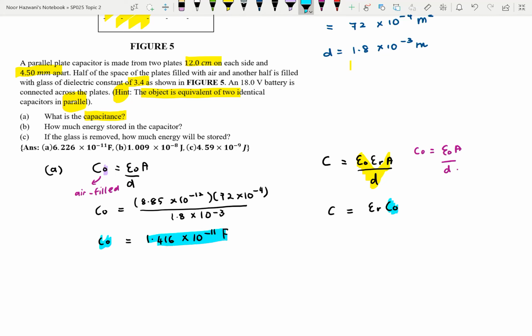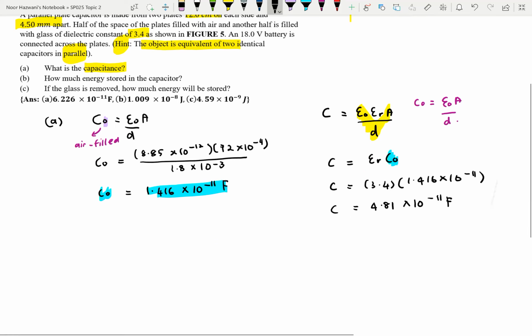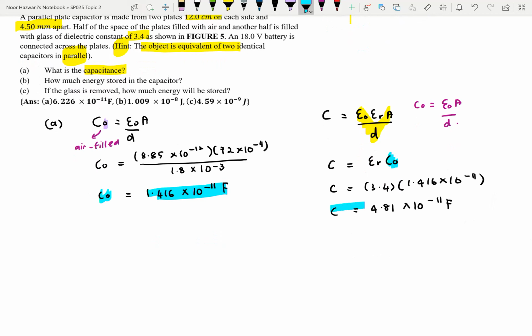Okay, so bila you dapat, you just substitute je lah nilai. You tak payah nak kira another again. Press calculator banyak. Okay, so masukkan je 3.4. You darabkan dengan value C naught. So 1.416 times 10 power of negative 11. And then just direct press your calculator and you will get 4.81 times 10 power of negative 11 farad. Lebih easy. Okay, sekarang you dah ada nilai yang ini with the glass, C with the glass.